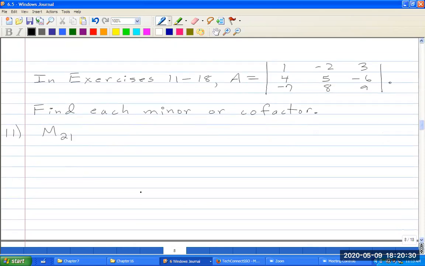In exercises 11 through 18, let A be the determinant of the 3 by 3 matrix 1, 4, -7, -2, 5, 8, 3, -6, 9. Find each minor or cofactor. So let's find this minor. To find the minor, I look at the entry in row 2, column 1. So I remain here, and now I want to get rid of this row and this column.